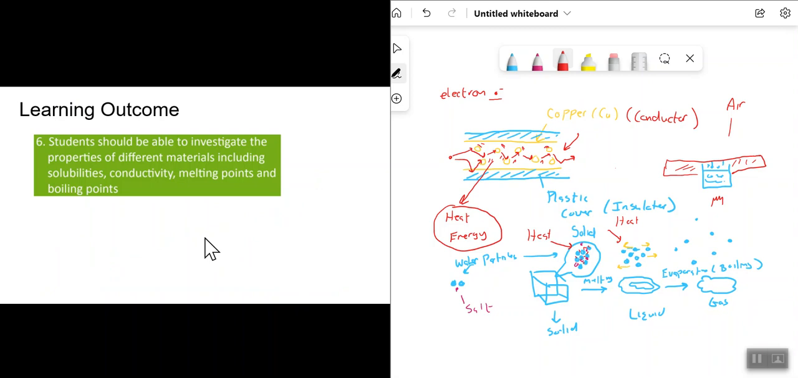Okay, so in this lesson we investigated the properties of different materials. We looked at solubility, we looked at conductivity in relation to heat and electricity, and we talked about what the melting point is and what the boiling point is as well.